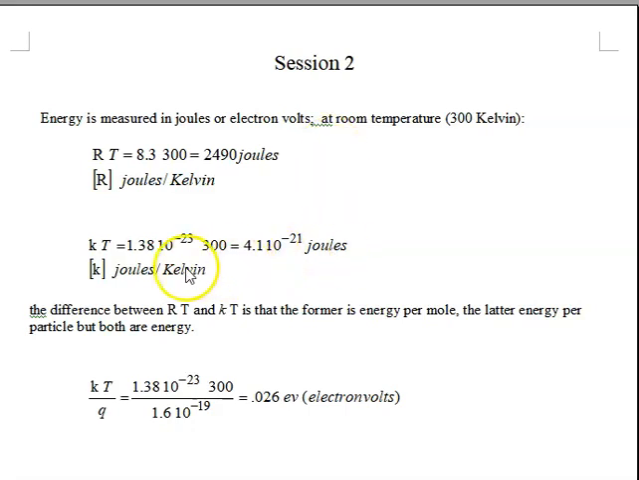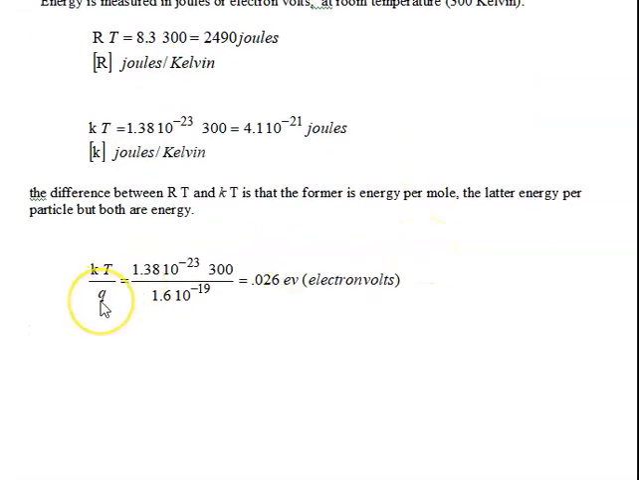In the atomic world, instead of R, we use k, Boltzmann's constant, a very small number, still the same units. It's in joules, but a very small value. So in order to make it a reasonable value, we divide by an arbitrary constant. In this case, we pick the charge of an electron, 1.6 times 10 to the minus 19th coulombs, and then we get this famous number 0.026, but it's not in joules, it's in electron volts, and that's an important number that we should remember.